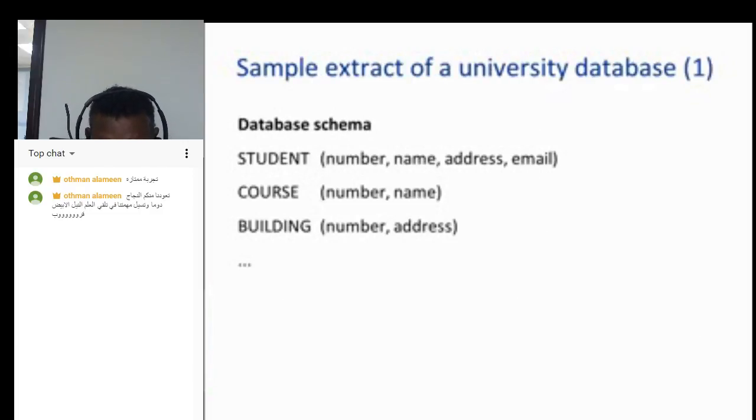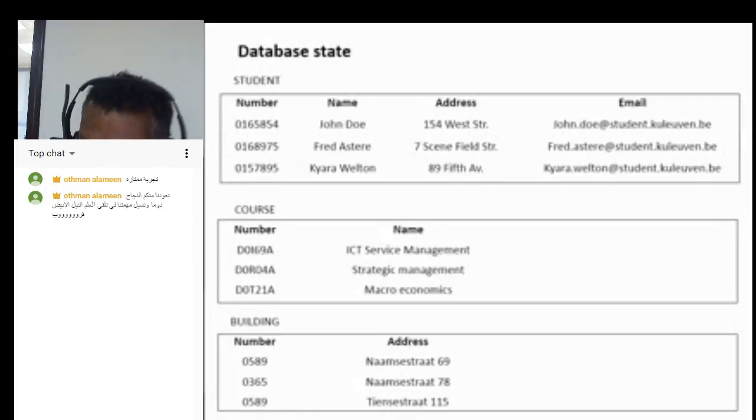Here you can see a database scheme. You can see some data definitions. So we have a student information concept, which has number, name, address, email, course number, name, and building number and address. Now, this is something which is going to be static. That means that it's not going to change too frequently. It may change. For example, at some point, you also want to include the student's Facebook account or Twitter account or LinkedIn account in the database, but those changes will not occur quite often, every now and then.